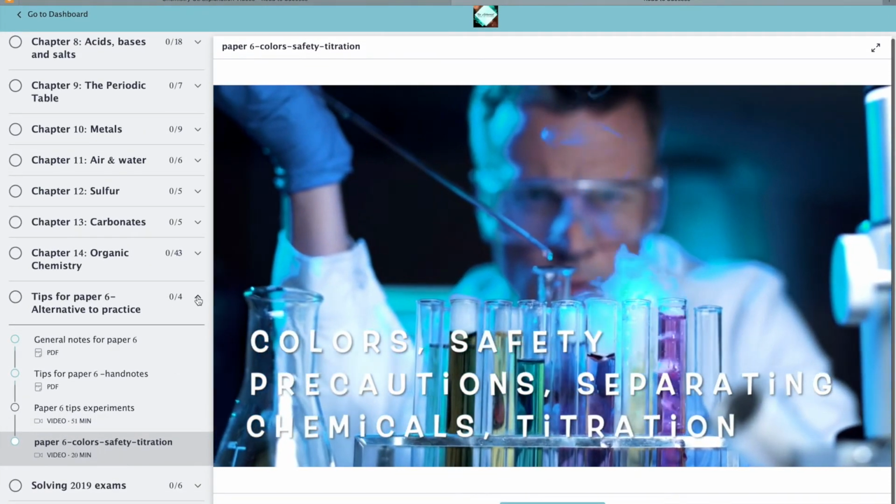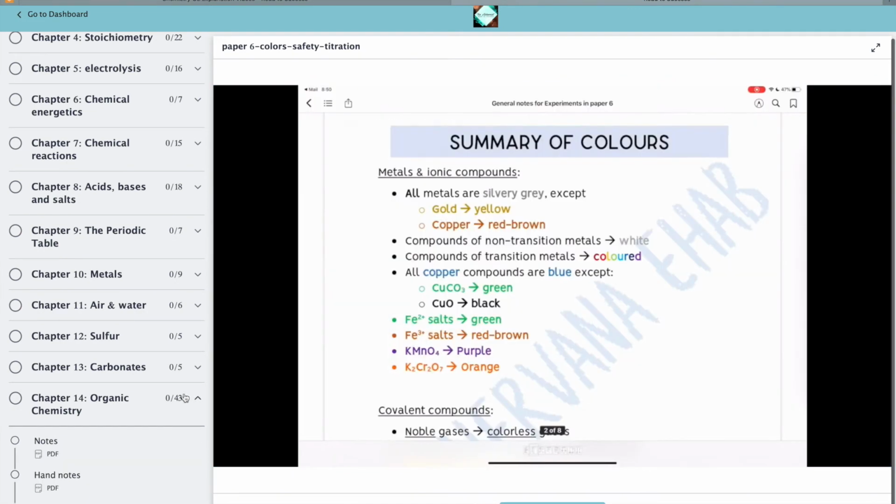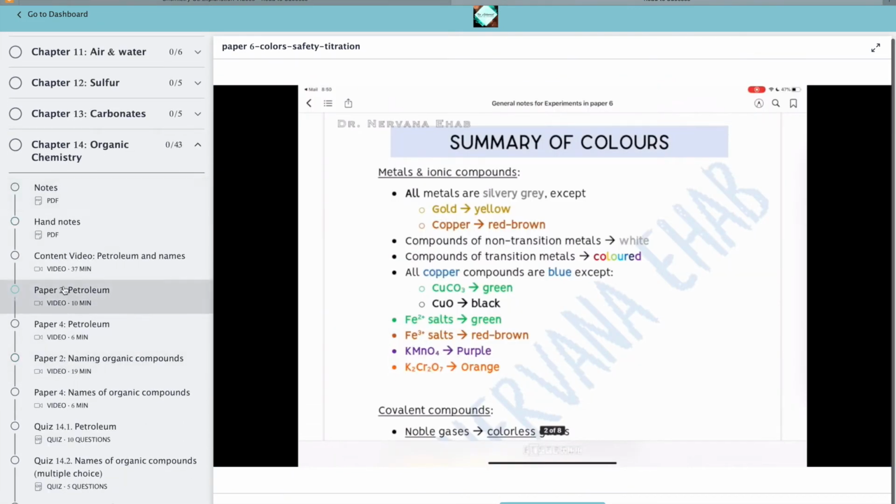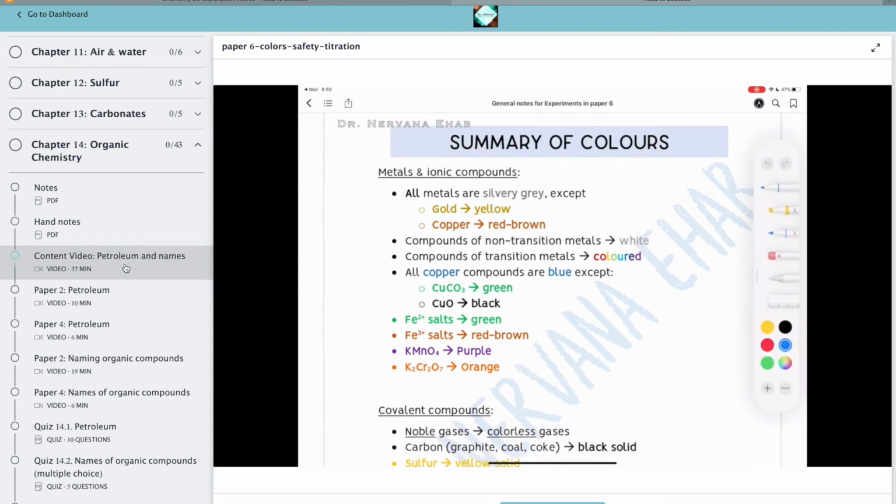Again, under each chapter, you will have the explanation itself. And of course, chapter 14 is pretty long. So you have the explanation of the content itself. And then you have the classified questions under each chapter. So there's paper 2 and paper 4 under each chapter.